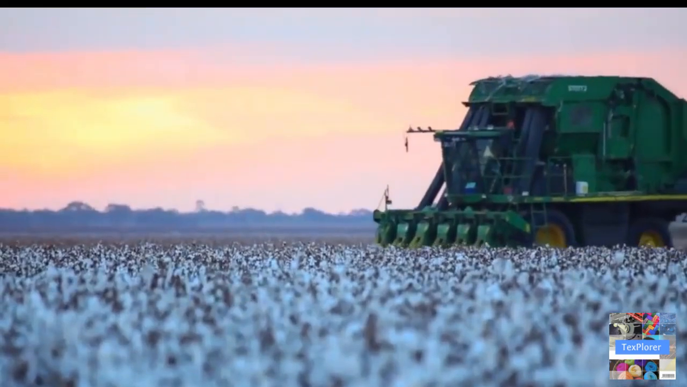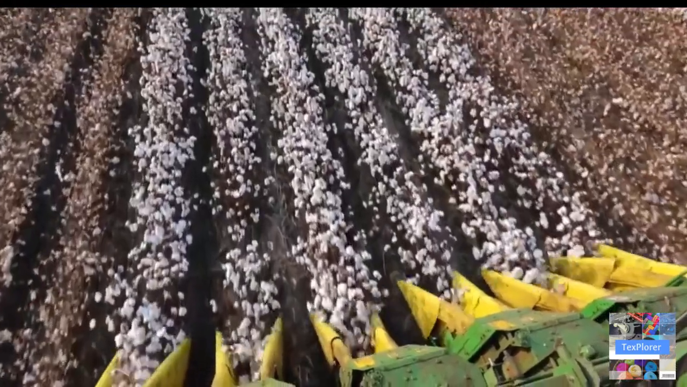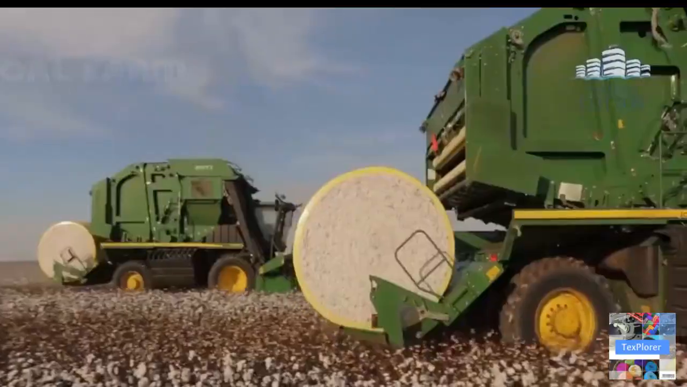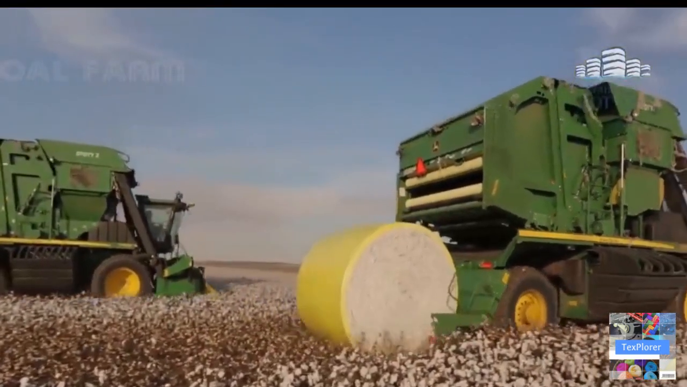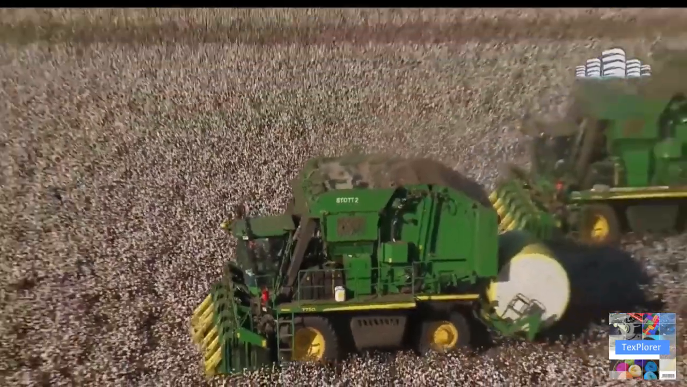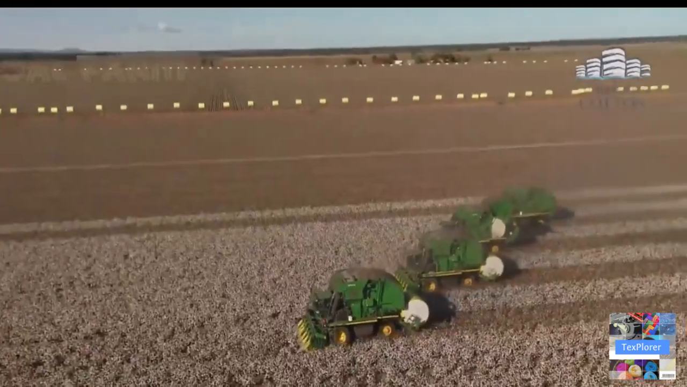The bolls are then transferred to a basket on the machine. Cotton strippers. Cotton strippers are used to remove the entire plant from the ground, which is then processed to separate the cotton from the plant material.